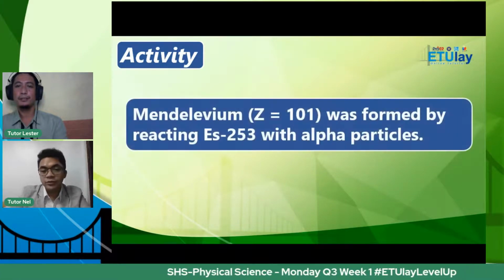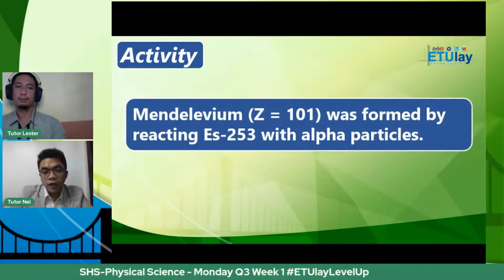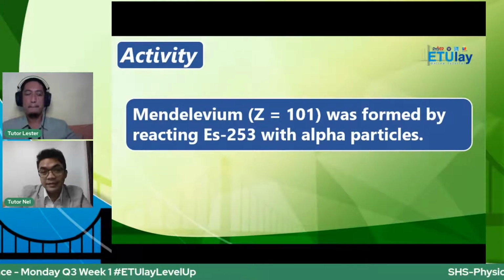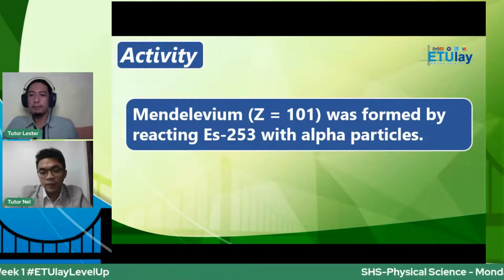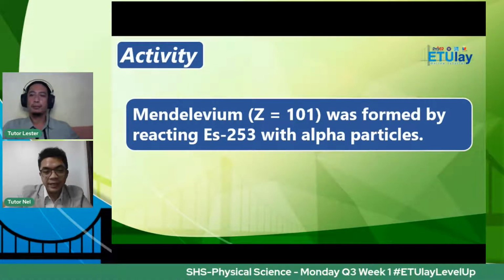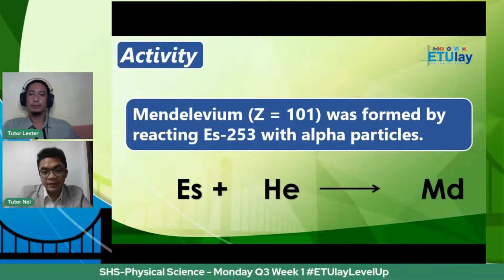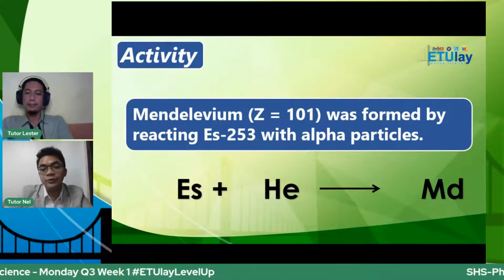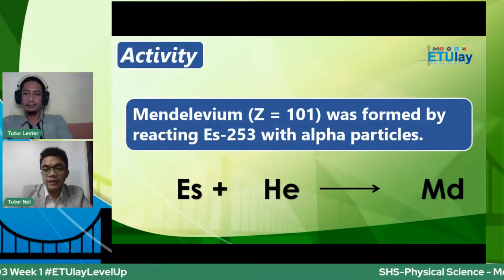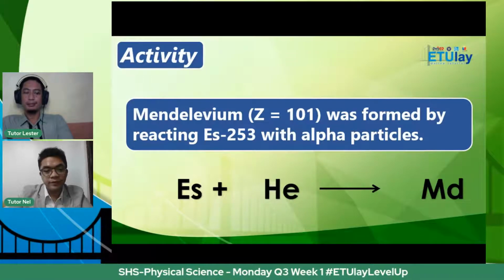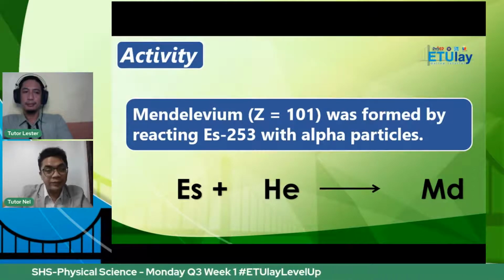For the second equation, ano ang element ang na-synthesize at ano ang mga elements na nasa reactant side? Tama. Okay? So we write down mendelevium as the product and einsteinium and the alpha particle, which is the helium nucleus, as the reactants. Ayon sa equation, ano ang atomic number ng mendelevium? Okay, so it is 101.